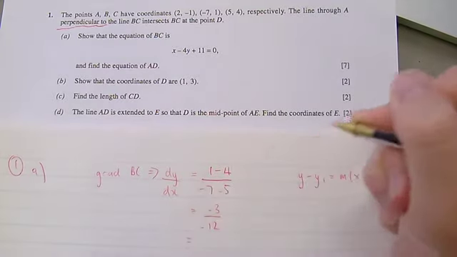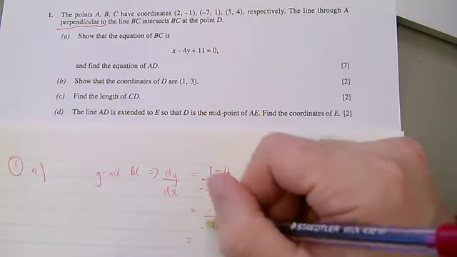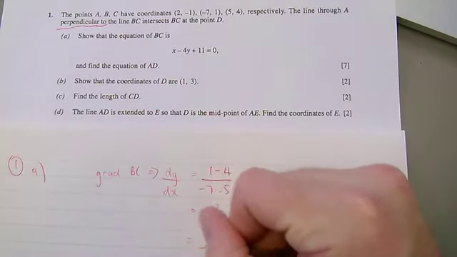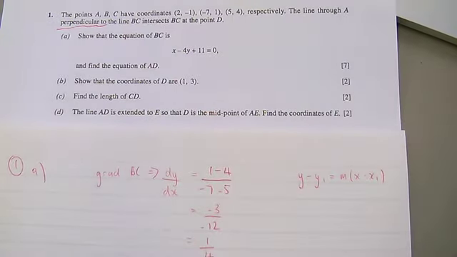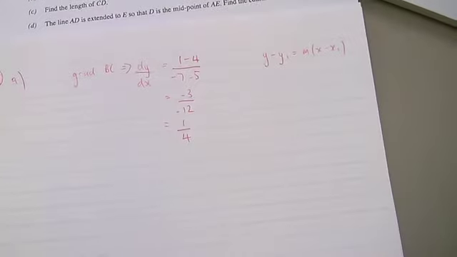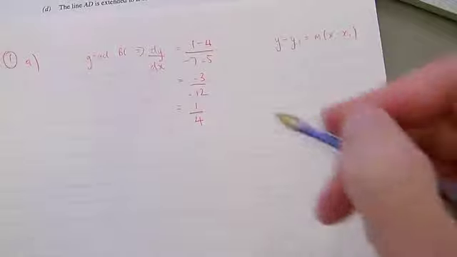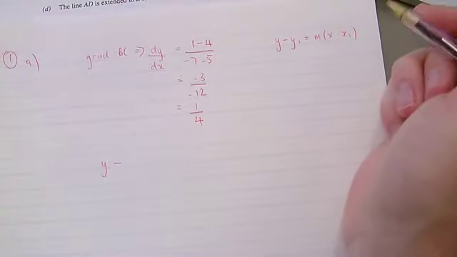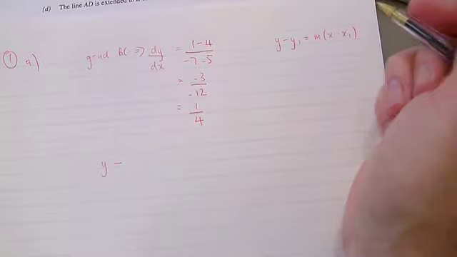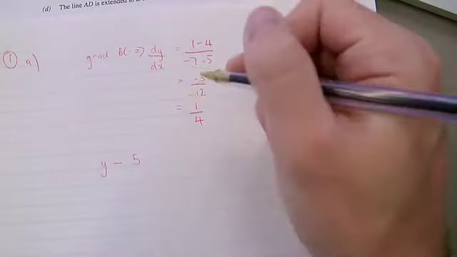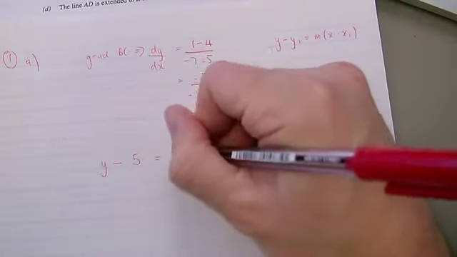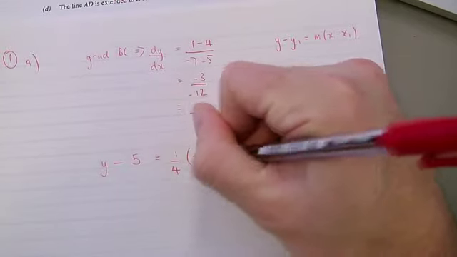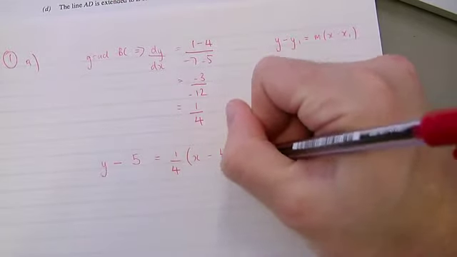Oh, over minus 12, sorry. And then the two minuses will become positive. 3 over 12 is the same as a quarter. Okay, so there's that first bit done. But now I need to go and work out the equation of the line. So that would be y. Now I can either chuck in B's coordinates or C's coordinates here. And as C has no negatives, I'm going to go with that. So y minus 5 equals a quarter, and then x minus 4.